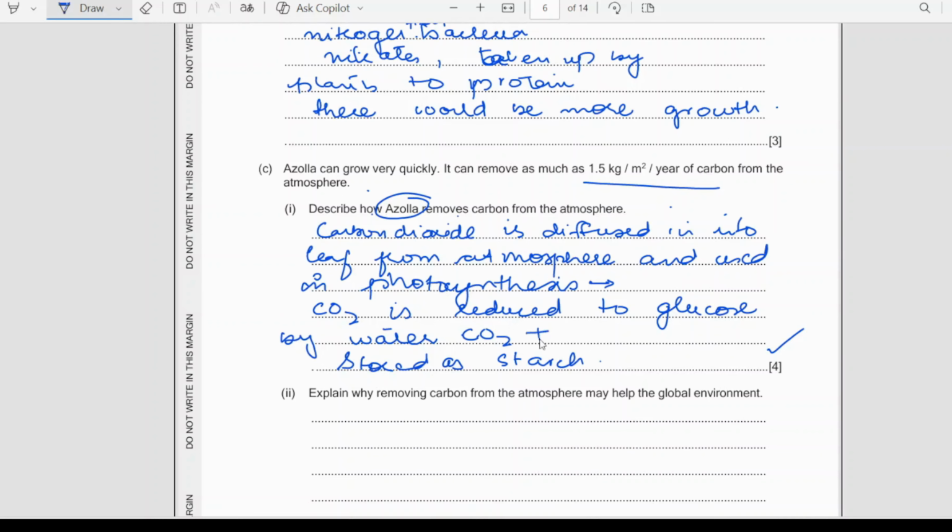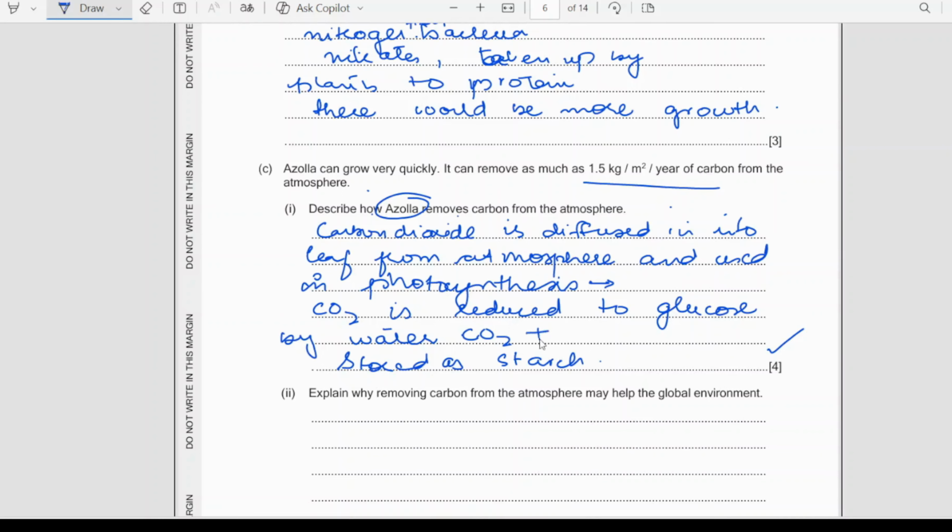No, there's no need to tell because in the start of the statement they have clearly mentioned that it can remove this much of carbon dioxide each year. So we'll focus on this. Yes, reduces. There's no need to explain greenhouse effect or global warming.